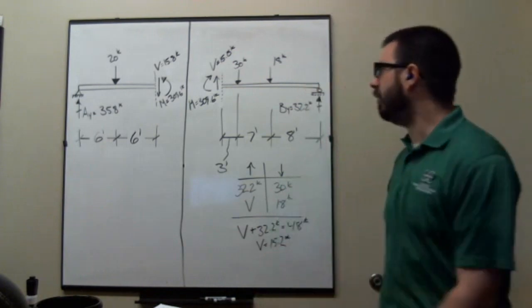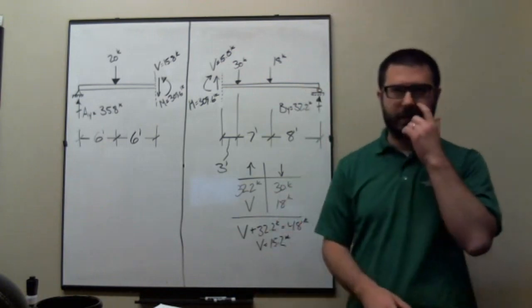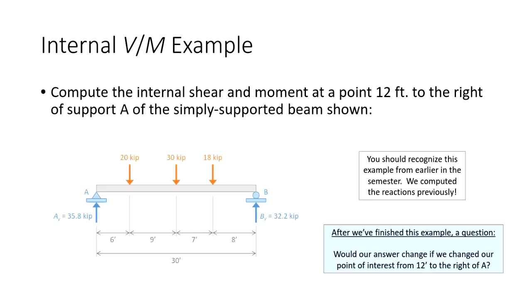Okay, so here's the problem that we did. I do want to ask one question. Would our answer change if we changed our point of interest? We cut a section at, say, x equals 12 feet, that being from the left side. What if it wasn't x equals 12 feet? What if it was x equals 20 feet? Or what if it was x equals 5 feet? Would the answer change? Would we still get 15.8 and 309.6 for our shear and moment, respectively?